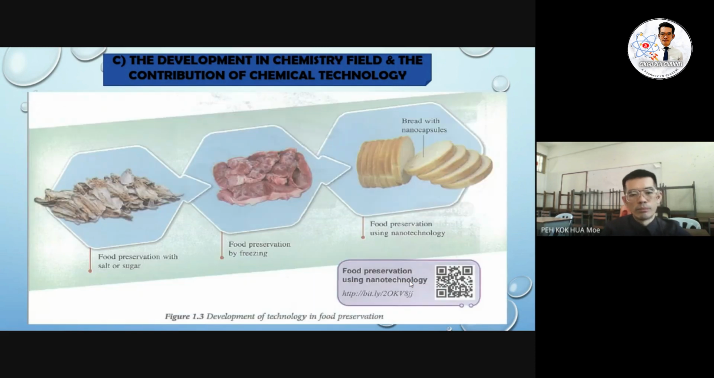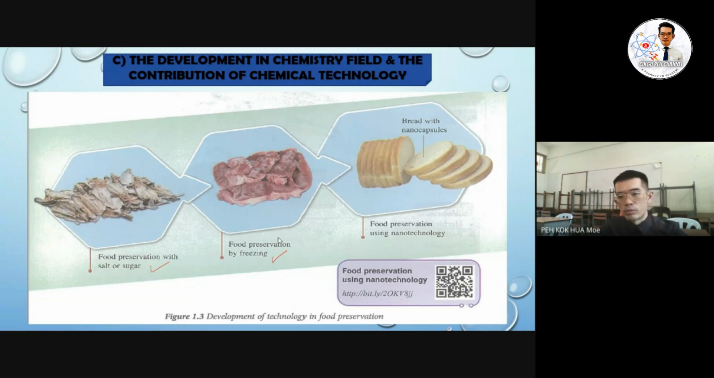So this one I take from the textbook. This is the technology in food preservation. You can see initially we were using salt and sugar to preserve our food, because microorganisms are not able to stay in salt and sugar conditions. So this is the method used by the older generation. Then next we have already improved. They are using the freezing method, where they are able to achieve a temperature lower than 0. So this is food preservation by using freezing.